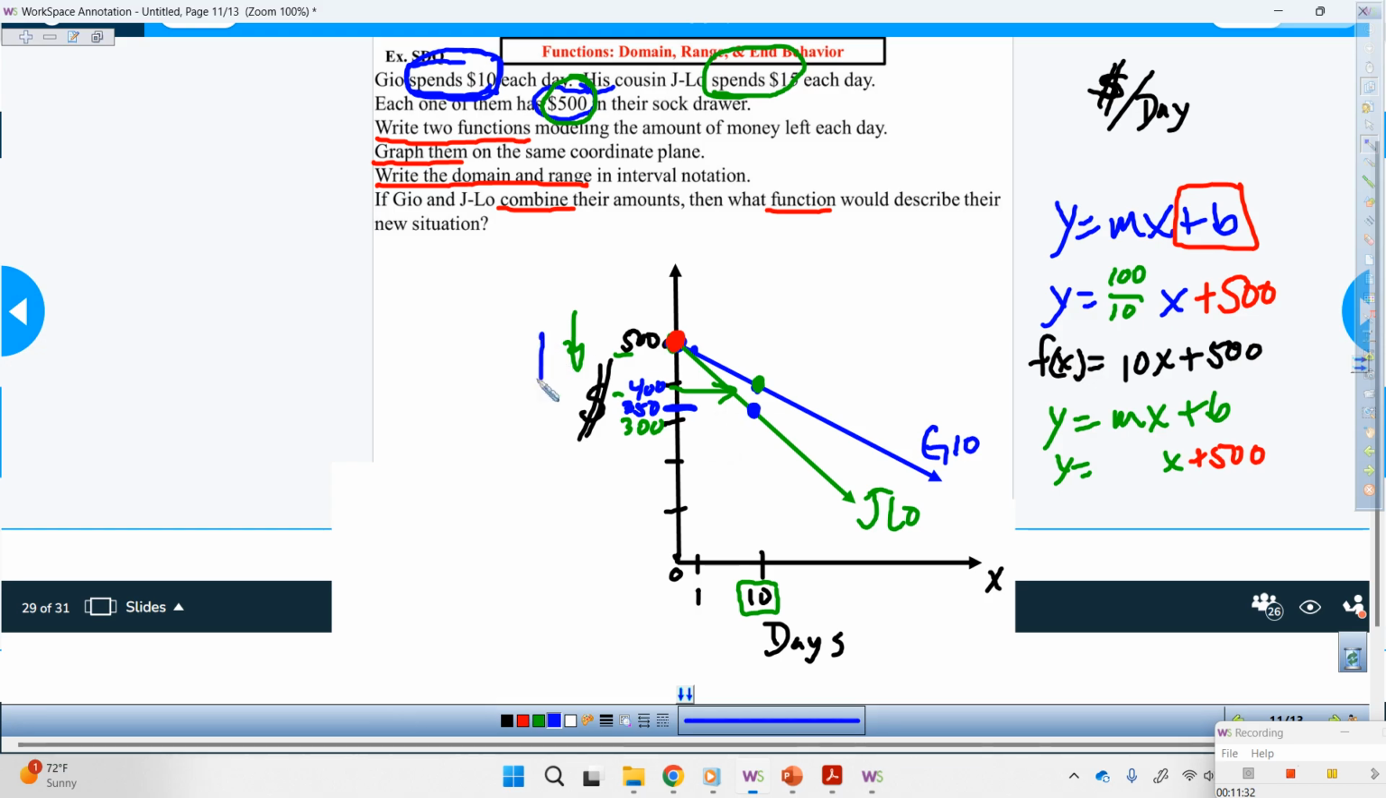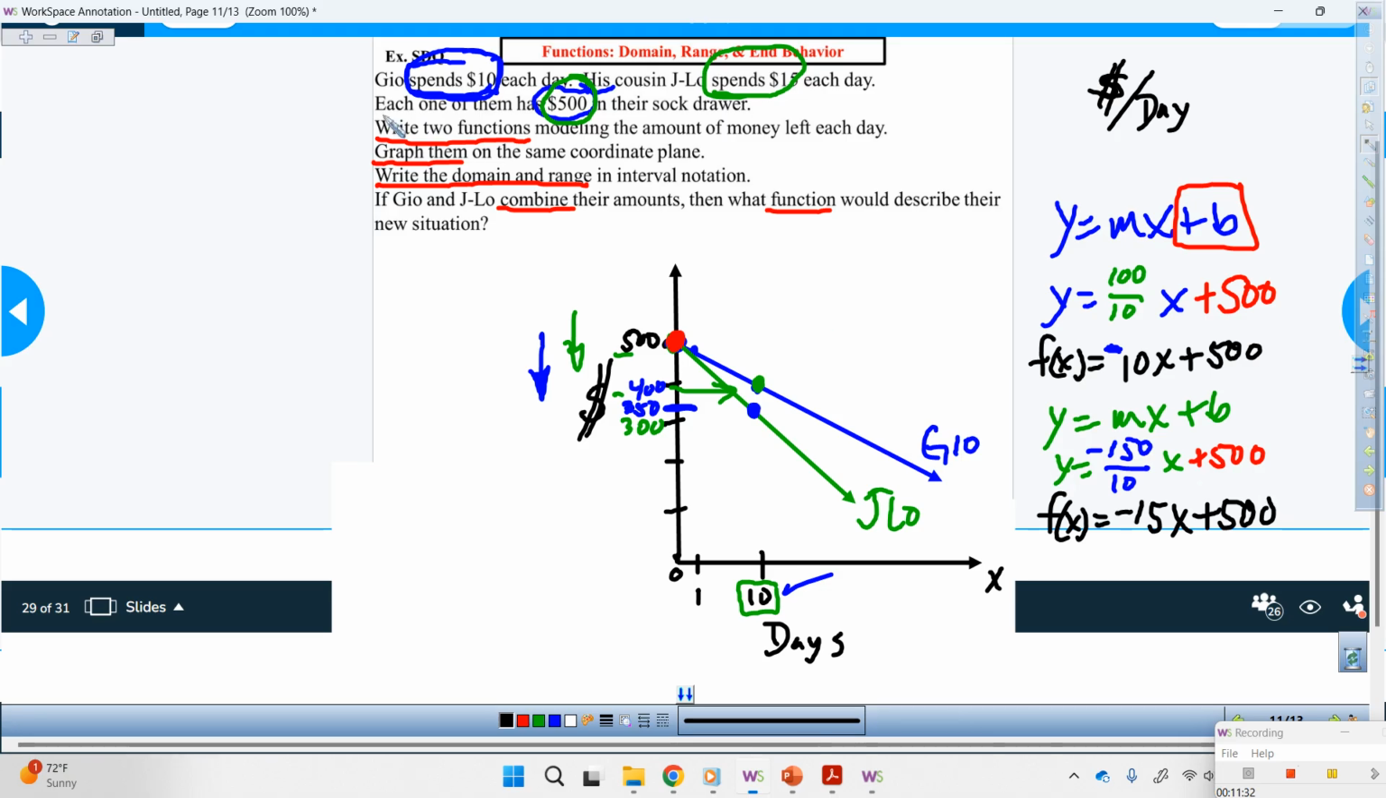So how many steps down from 500 to 350, guys? Oh, and by the way, this is a negative. My bad. Negative 10 for Gio. How many steps down from 500 to 350? Negative 150. That is correct. And how many to the right? From here to here, we are at how many days? 10. Therefore, f of x equals negative 15x plus 500.